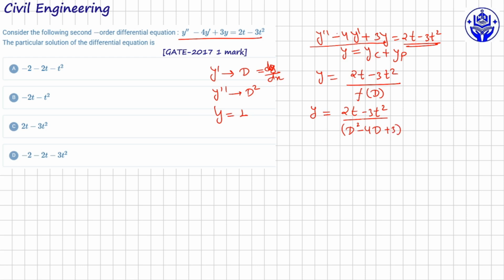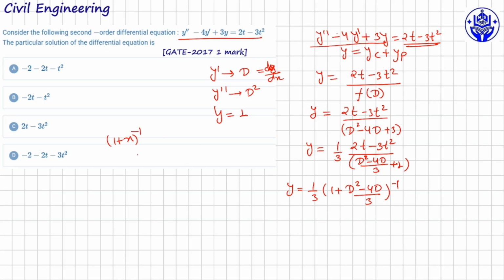What can I do here? From here, I will make it a binomial kind of thing. So I will take 3 as common. So it is 2t minus 3t square, and this will be d square minus 4d upon 3 plus 1, which is 1 plus x. If I write here 1 by 3, 1 plus d square minus 4d by 3, to the power minus 1, then it is 1 minus x plus x square minus x cube, and multiply with 2t minus 3t square.